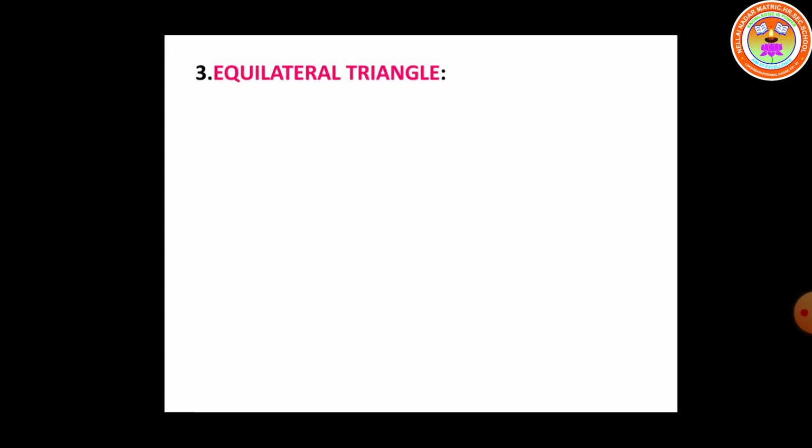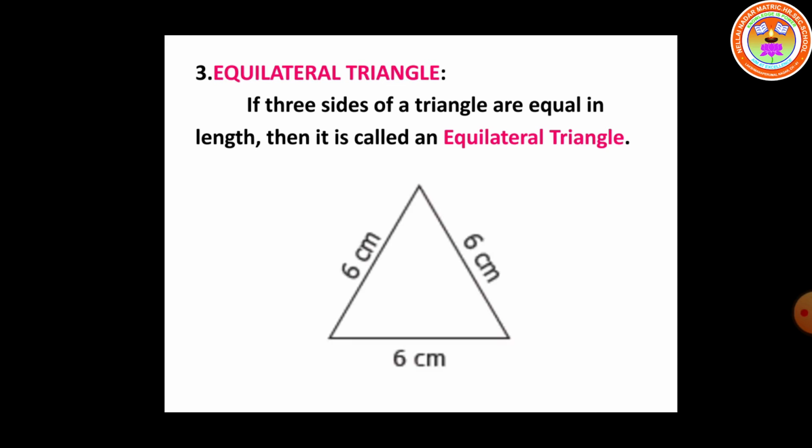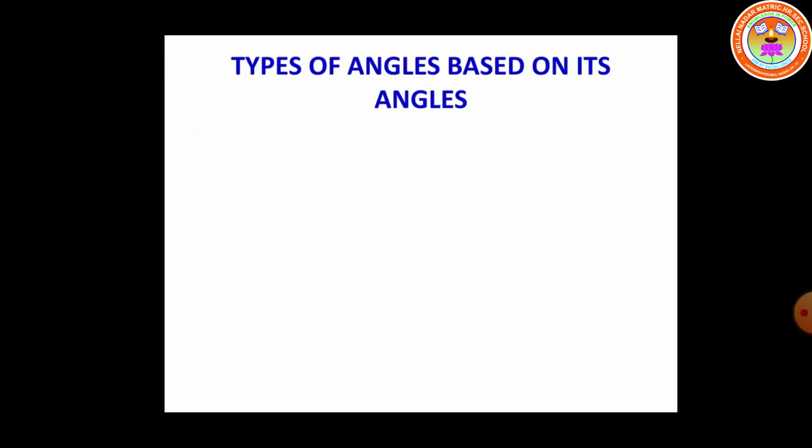The third type, equilateral triangle. If three sides of a triangle are equal in length, then it is called an equilateral triangle. For example, you see all the sides are equal. Therefore, it is equilateral triangle. Next one, types of triangles based on its angles.